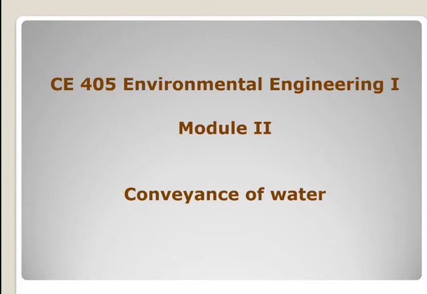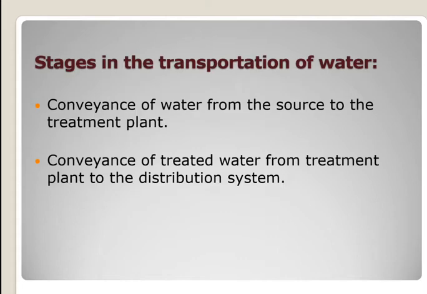After the collection of water, the water has to be conveyed or transported by means of some structures or using some method, so that it can be collected and transported to the treatment plant for further treatment. This process we call conveyance of water, or transporting the water. Now there are basically two stages in the transportation of water. Transportation of water in a water supply system includes two stages.